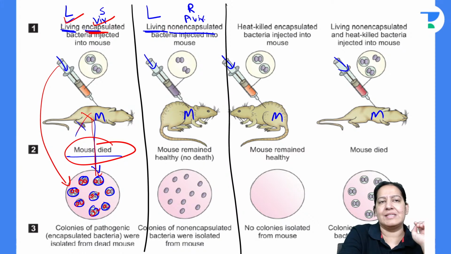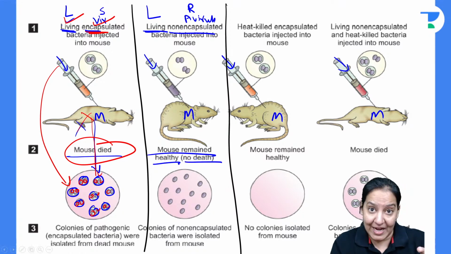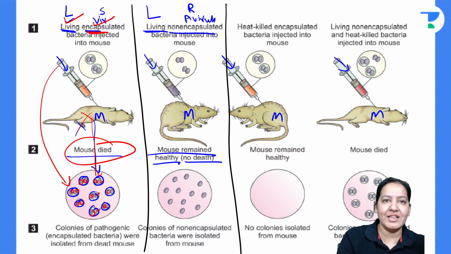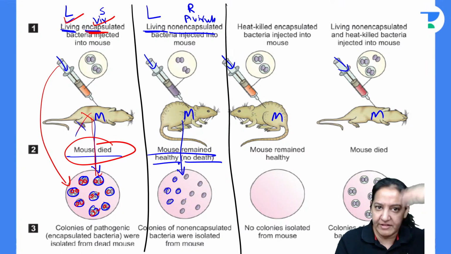They do not cause disease. So here the mouse remains healthy. No disease, no death, because it cannot cause disease. And if you take the blood sample of this mouse out, you will find only bacteria. So these are the bacteria. They do not have a capsule over them.